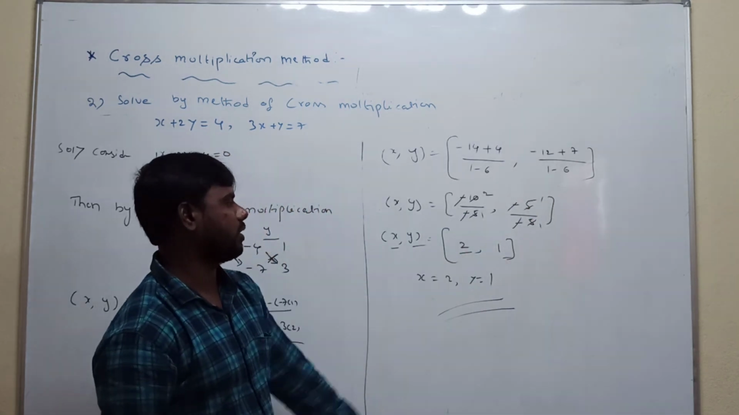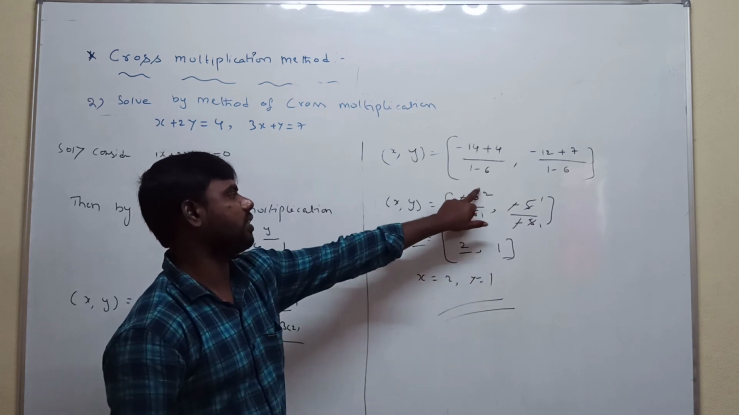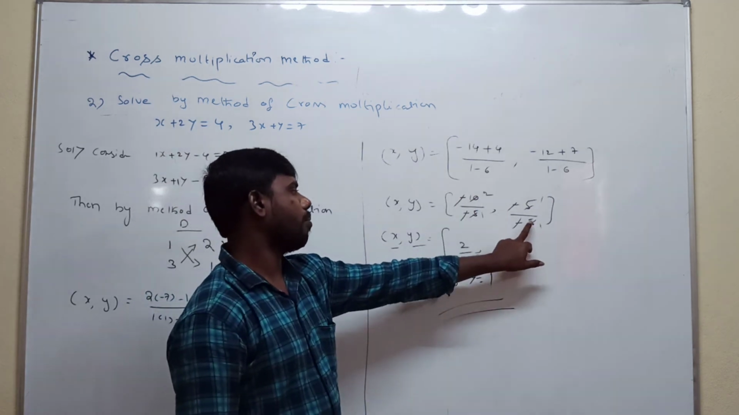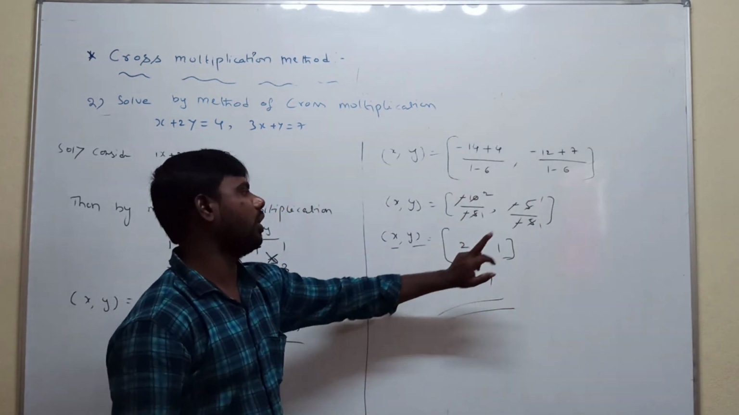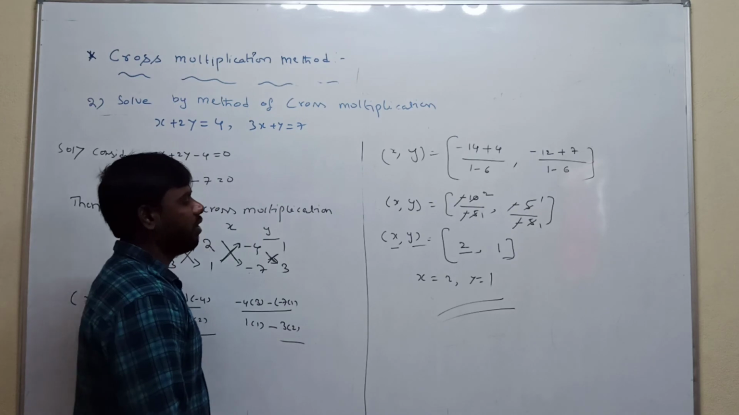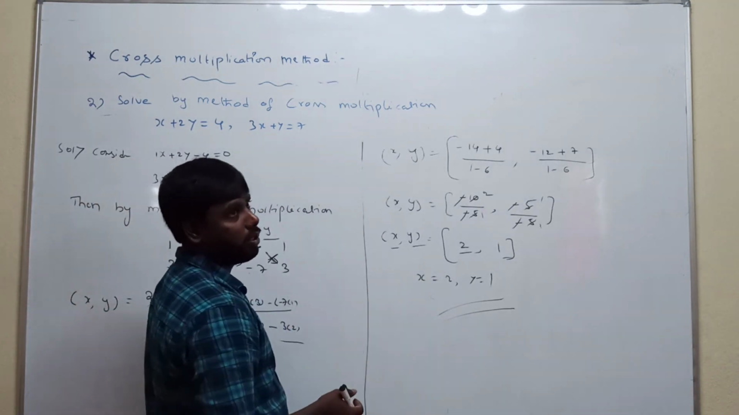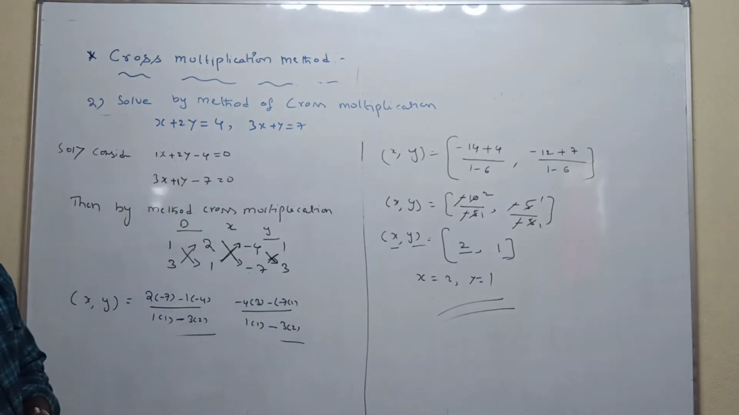Now cancellation. Minus gets cancelled, 5 twos are 10. Next, minus gets cancelled, 5 ones are 5. So 2 by 1 value is 2 only, and 1 by 1 is 1. So finally we get the x and y values. This is the process of the cross multiplication method.